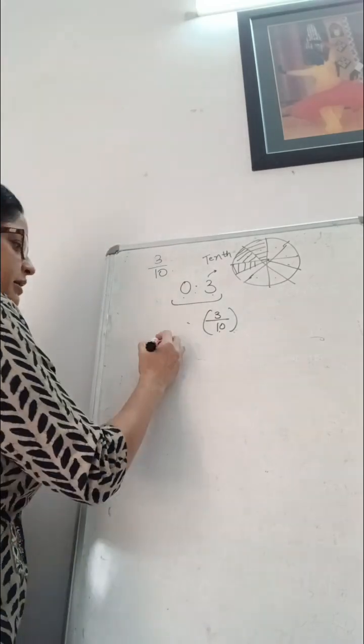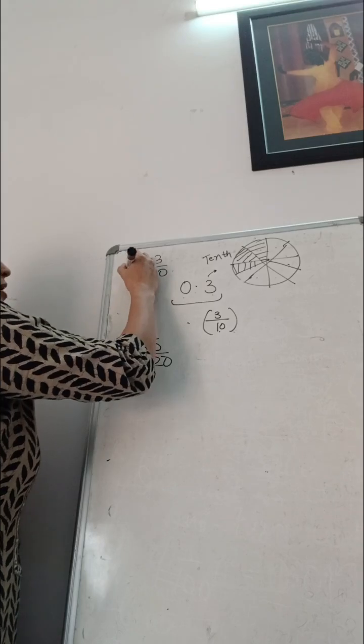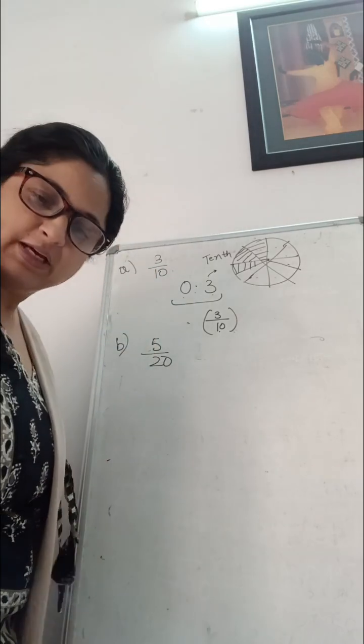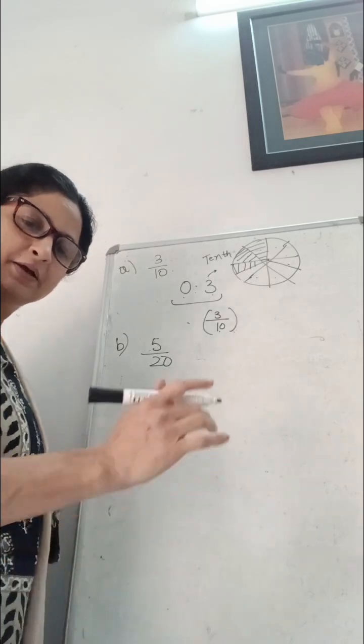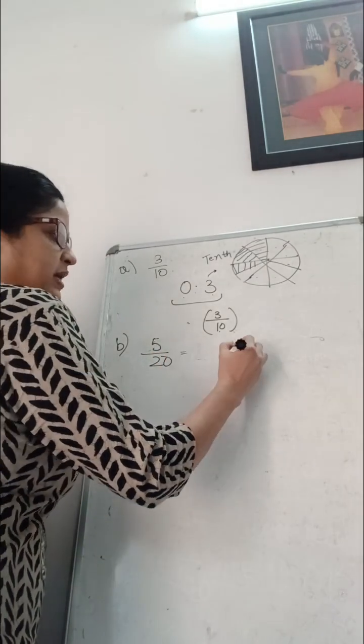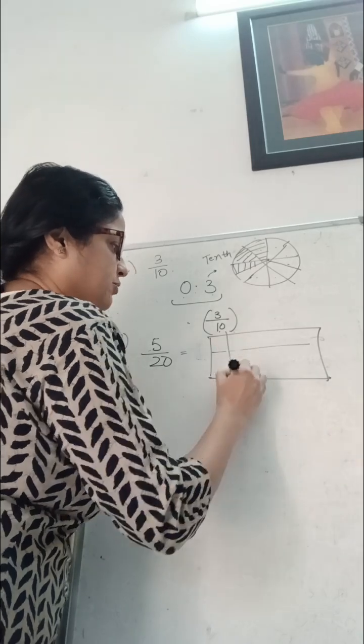Okay, similarly, if I ask you a second question, 5 upon 20, okay, what is the decimal for this? What is the fraction for 5 upon 20? So the fraction, that means there are 20 parts. Let's say there are 20 parts.